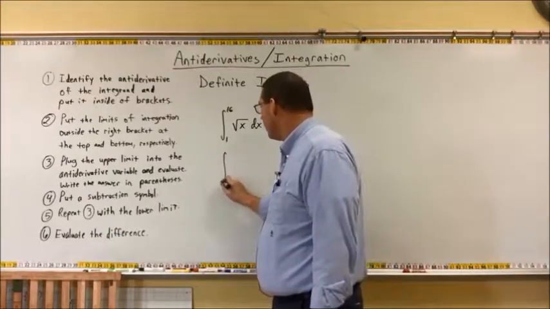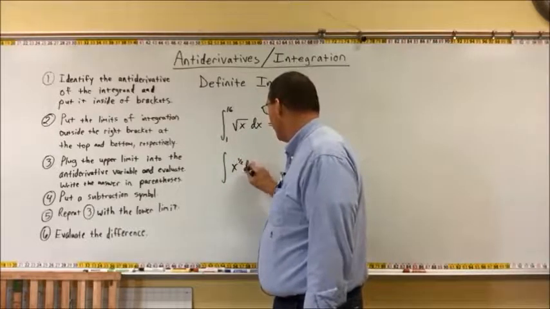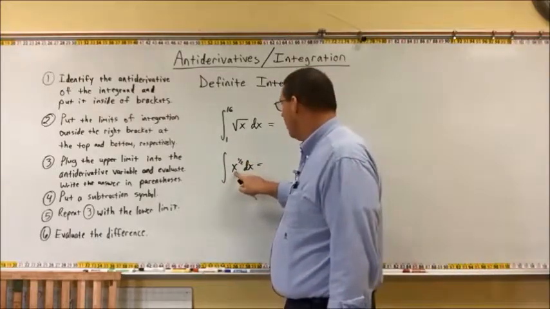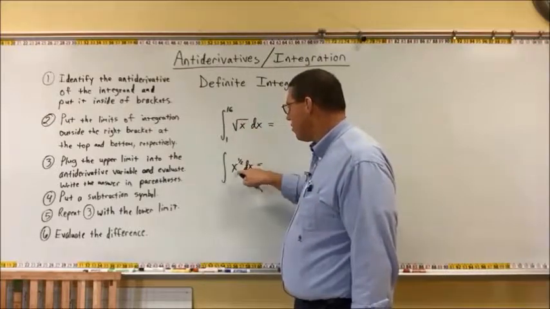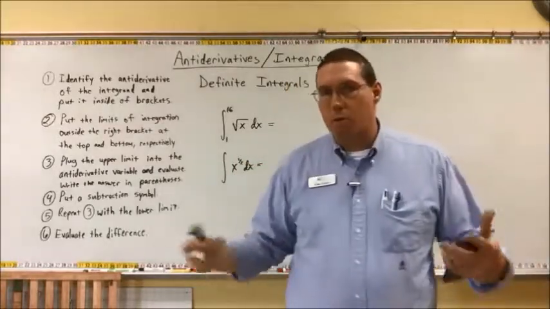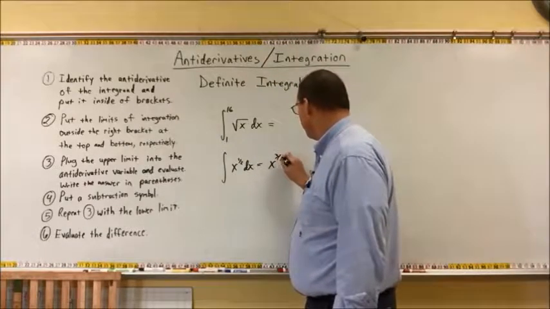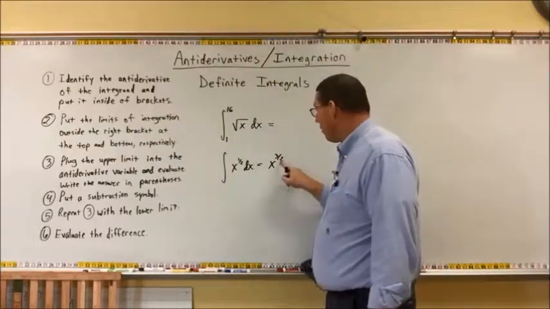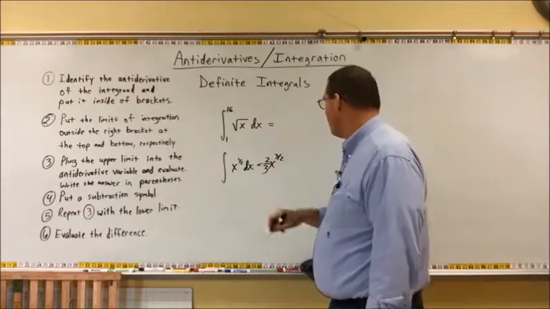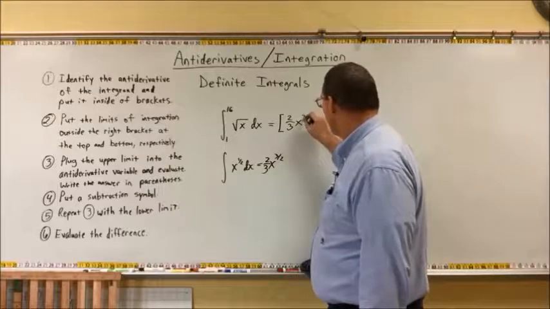What I'm going to do is rewrite this as the antiderivative of x to the 1/2 power dx. I'm just doing some side work here so I know what to put in the brackets. The square root of x is x to the 1/2, so I'm going to add 1 to the power. So 1/2 plus 1 is x to the 3/2 power. And we have to multiply by the reciprocal of the power. The reciprocal of 3/2 is 2/3. So in the brackets, we're going to put 2/3 x to the 3/2 power.